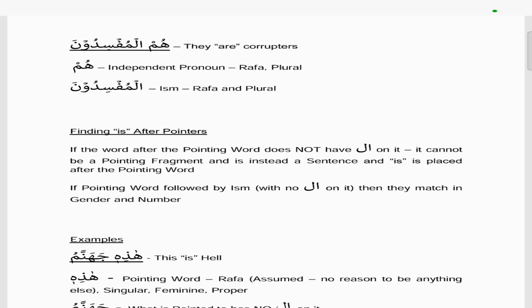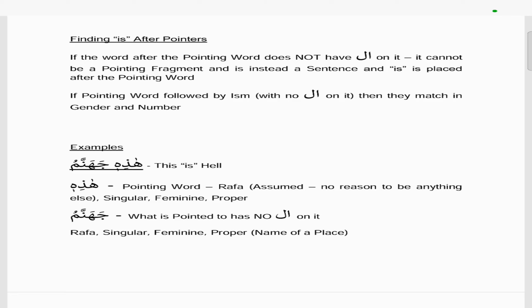So finding "is" after pointers. If the word after the pointing word does not have al on it, it cannot be a pointing fragment. Meaning whatever is pointed to, if it doesn't have an al on it, it can't be a pointer fragment. Then instead a sentence is formed, and we put an "is" after the pointing word and before whatever it's pointing to. This is something we've discussed in previous chapters as well, the difference between a pointing fragment and a pointing sentence. So if a pointing word is followed by an ism and it doesn't have an al on it, then they match in gender and number as well.